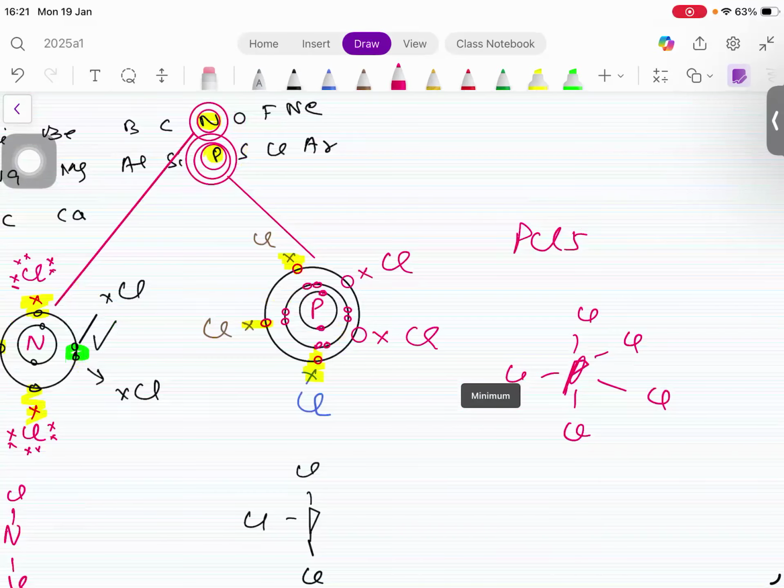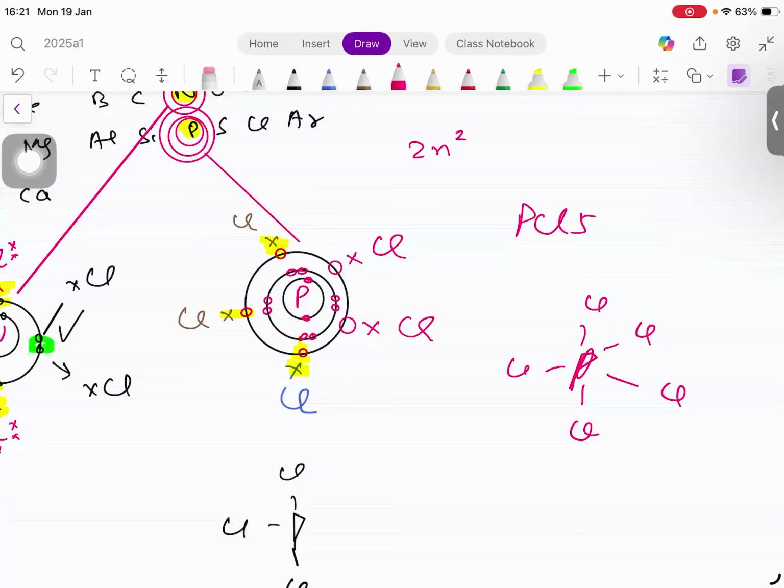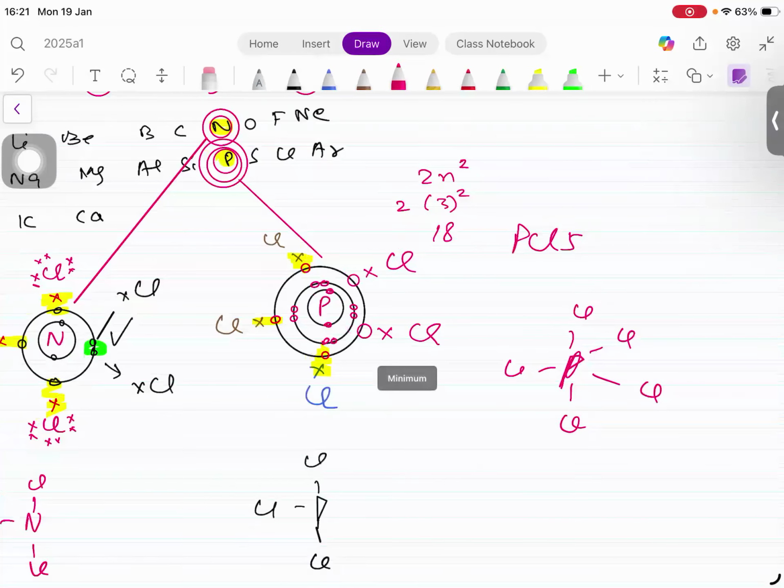On the other hand, if you look at the capacity of the outer shell, 2 times 3 squared is what? 18. The phosphorus outer shell is the third shell. So how many electrons can it place? Up to 18. Therefore, phosphorus can use all of its electrons to go into bonding and make PCl5, right? So this is called expansion of octet.